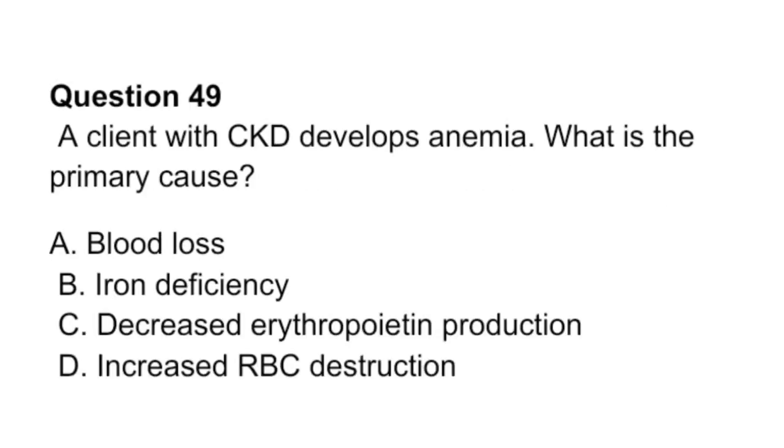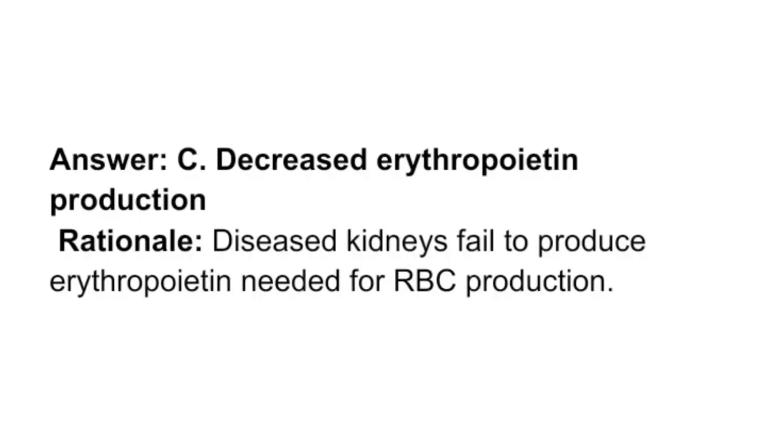Question 49. A client with CKD develops anemia. What is the primary cause? A. Blood loss. B. Iron deficiency. C. Decreased erythropoietin production. D. Increased RBC destruction. Answer C. Decreased erythropoietin production. Rationale: diseased kidneys fail to produce erythropoietin needed for RBC production.